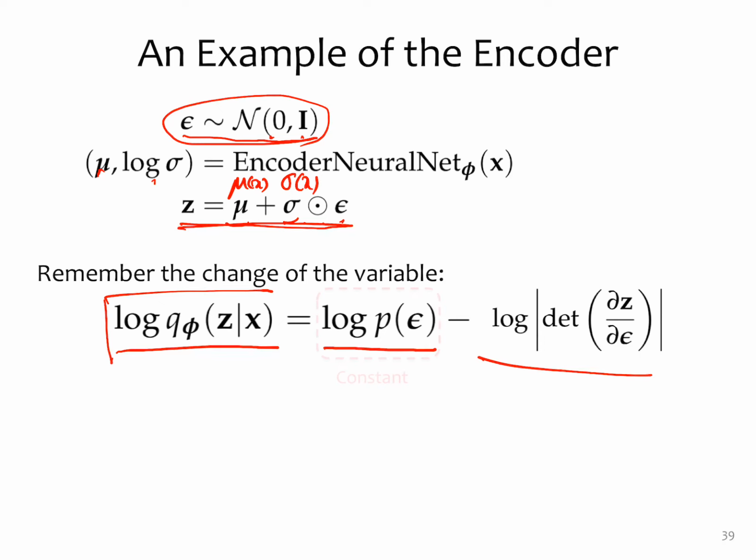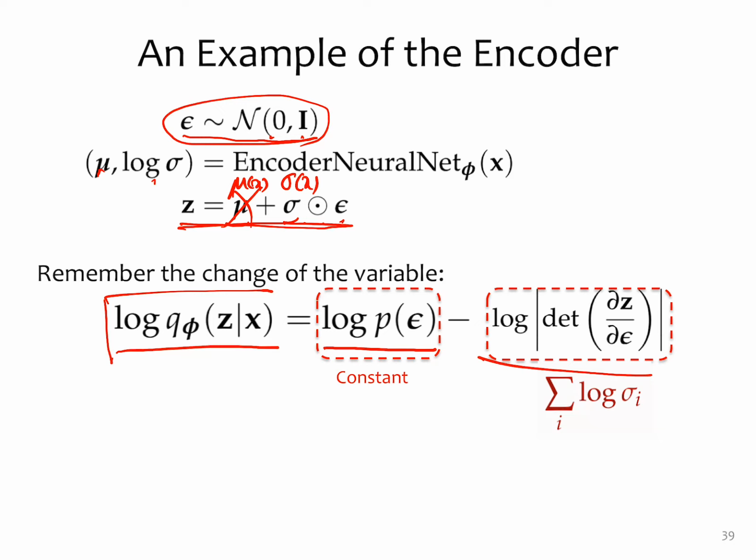So this is a constant term. It is not a function of phi. And if I take a gradient of the z with respect to epsilon, these terms go away. And the only thing that shows up is this epsilon. And because of this element-wise product, it has a very simple form.